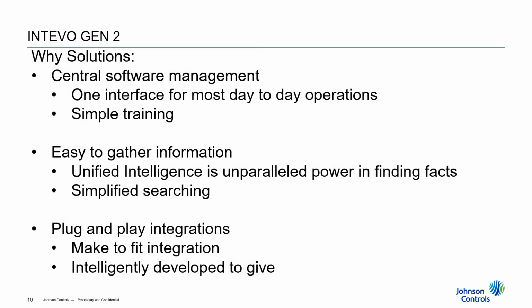Now, why solutions, you're asking? Why not just buy 3 different products? Why not just buy an Exact video server, an access control, and an intrusion panel? You could, but you won't get one interface for all your day-to-day operations. You can have 15 different logins if you want to actually control your day-to-day stuff.